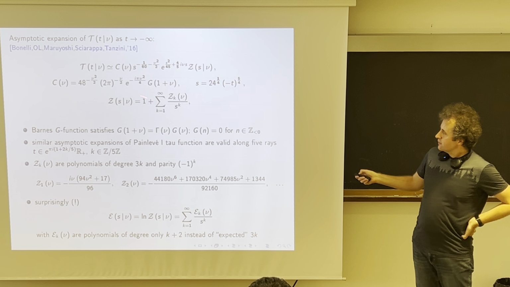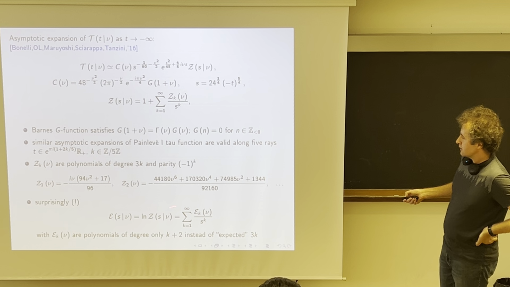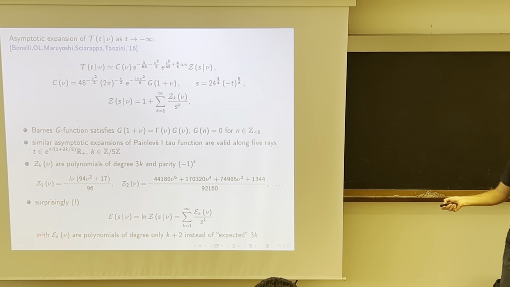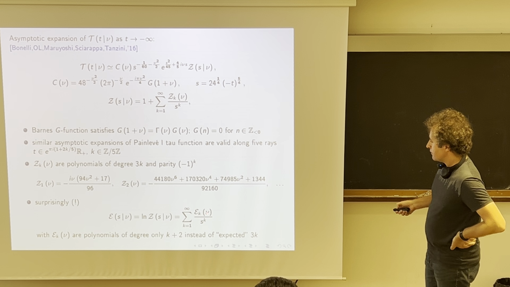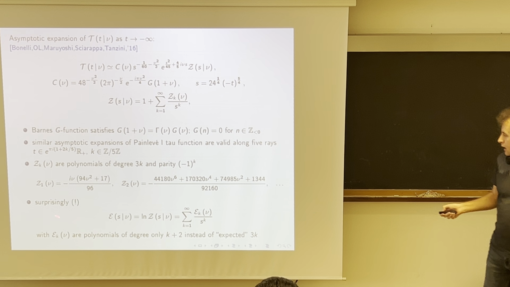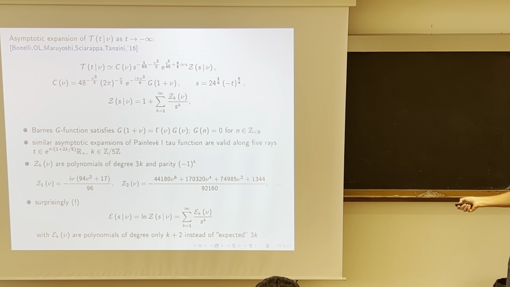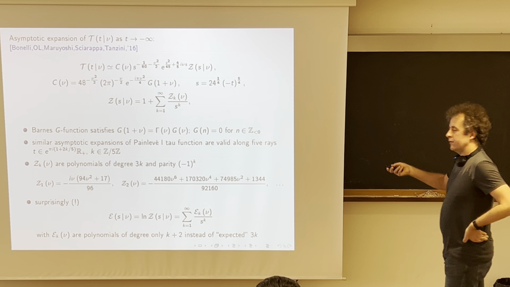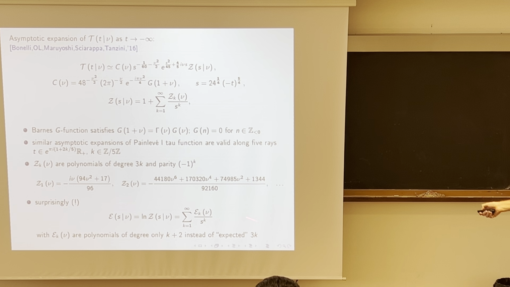Let's call this the partition function. If instead of the partition function you consider the free energy, so if you take the log and re-expand, it turns out that these free energies Ek are polynomials of degree only k plus 2 instead of what you would naively expect. And for those of you who already know what I'm going to talk about, this is of course related to the existence of the quasi-classical or Nekrasov-Shatashvili limit.